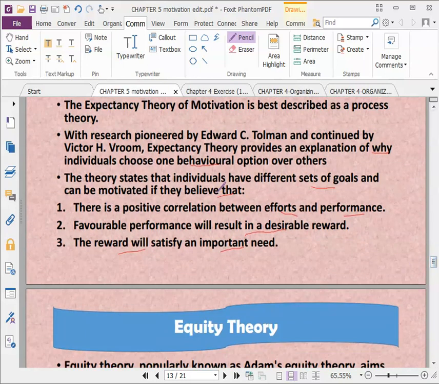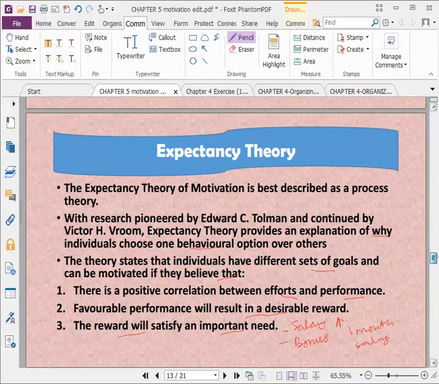Okay, so maknanya employee tu akan bermotivasi kalau dia ada performance yang bagus, akan ada reward, ataupun ada increment dalam pekerjaan. Okay, contohnya salary increment, and then bonus. So every year, most of the big company, once in a year, for example, dia akan bagi bonus. Okay, kalau tengok performance of the company bagus, so dia akan bagi bonus lah. Contohnya 1 month salary. Okay, so that is the expectancy theory.